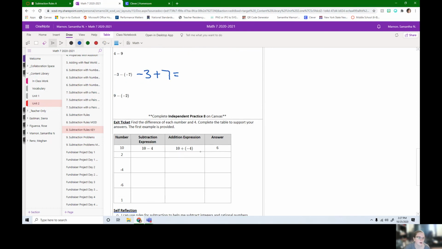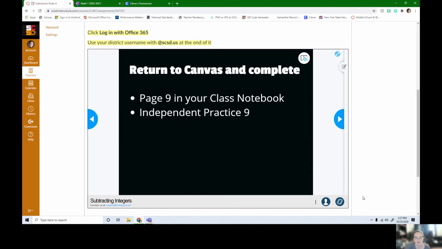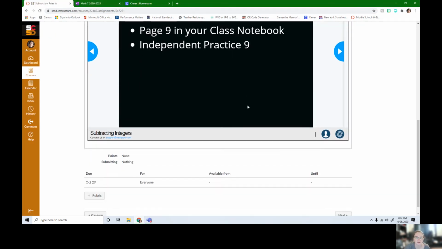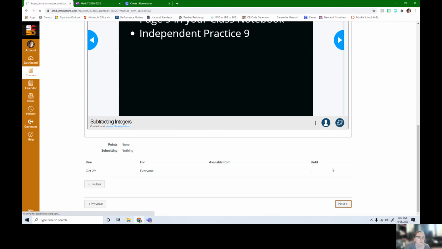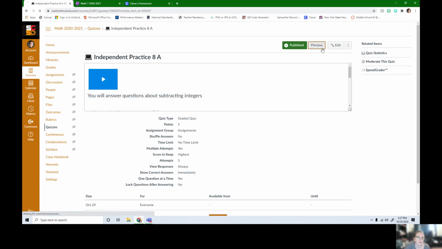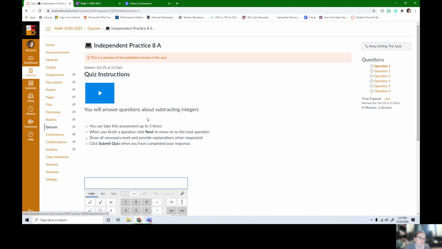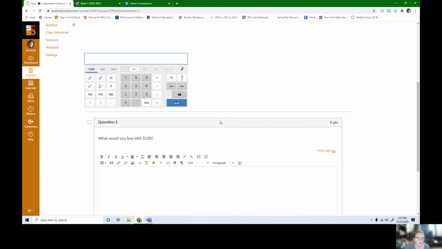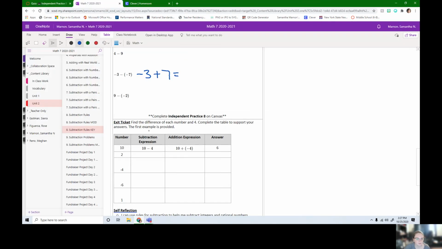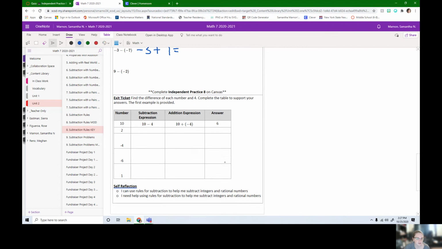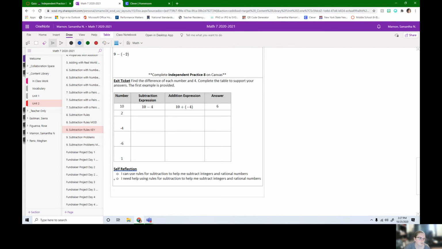You have an independent practice on Canvas. It's independent practice number 8. I know this one says 9. It's just kind of goofy. So you're going to go to independent practice 8 and answer the few questions that are here. Then you can come back, do your exit ticket, make sure everything's all set, check off a box, and make sure we hit mark as done in Canvas.